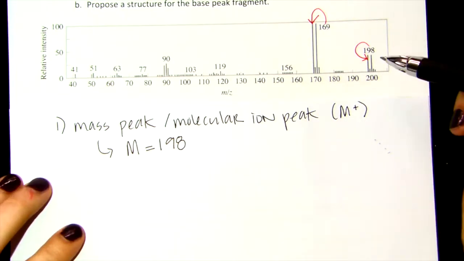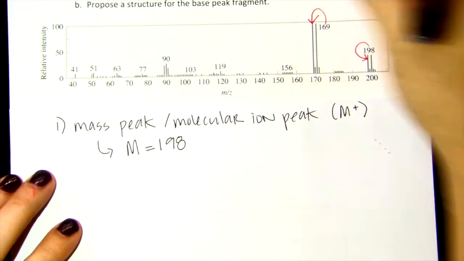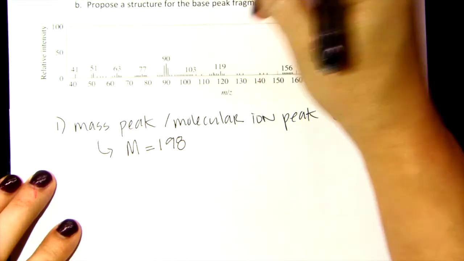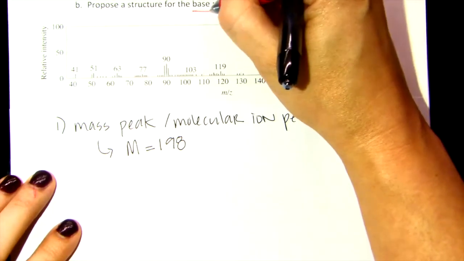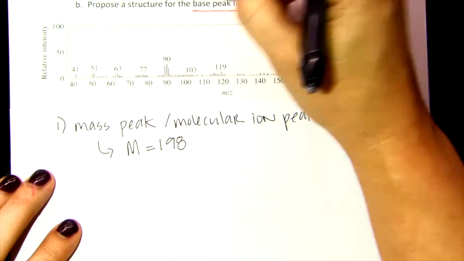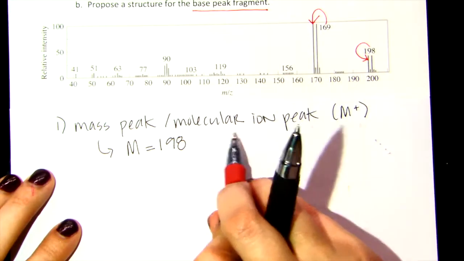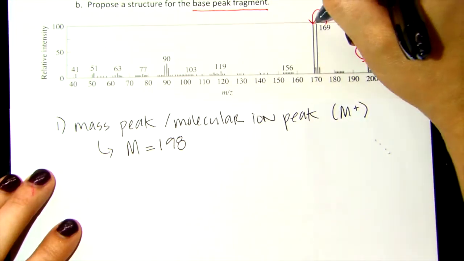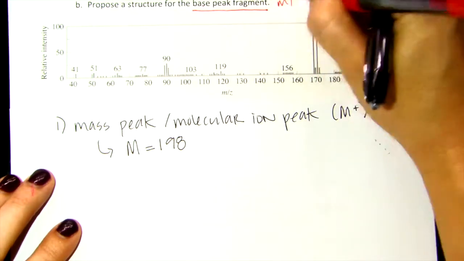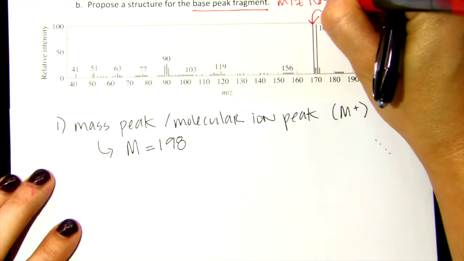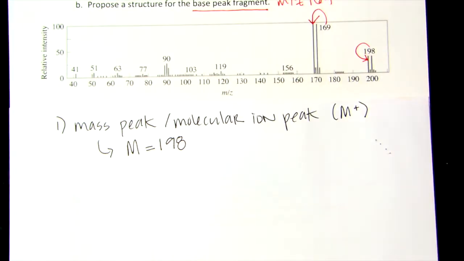In this spectrum, that's different than the base peak. You can see here it's also asking you to propose a structure for the base peak fragment. So remember, the base peak is the tallest peak. It's not necessarily the same as M. So in this case, 169 is the base peak. So we'll come back to that and talk about proposing structures for the fragments.